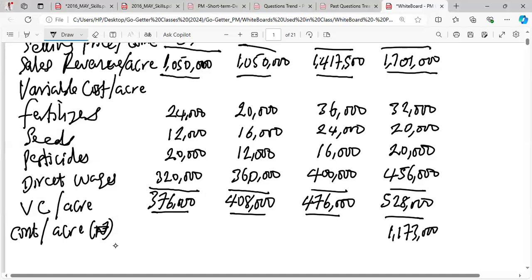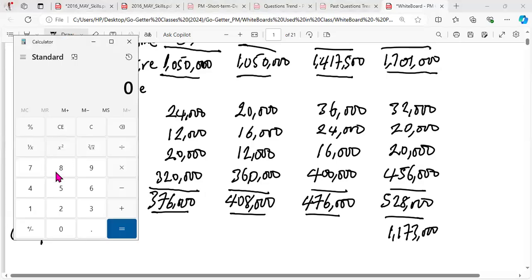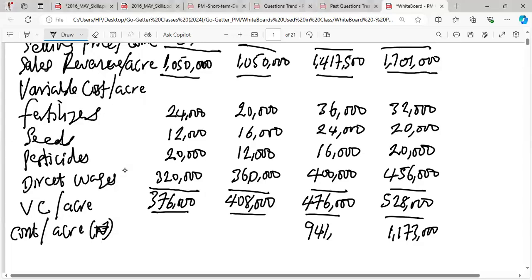1173,000. Okay. Then I'll do it from right to left now. I have 1417.5. I don't want to put the whole thousands together. Minus 476. I have 941,500.